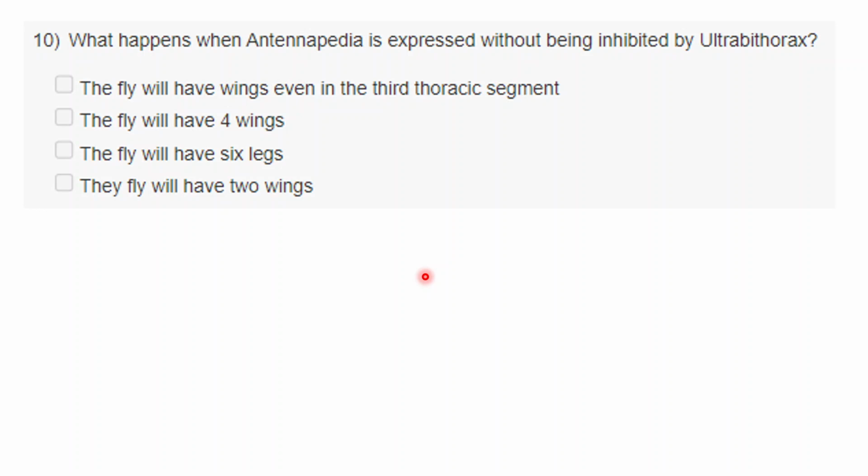What will happen? The fly will have wings even in the third thoracic segment. The fly will have 4 wings. The fly will have 6 legs. The fly will have 2 wings. What will be the phenotype of the fly?